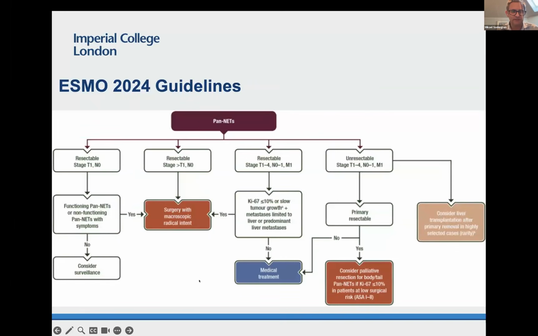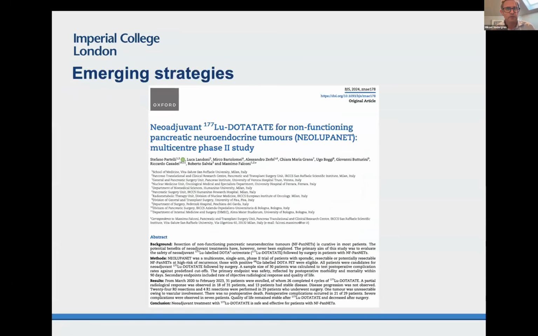So these are the ESMO guidelines, which more or less support what I've just been mentioning. There are some interesting aspects here where, if the primary is resected, then in highly selected cases you may be able to consider liver transplantation. We have one of those patients on follow-up in my clinic who had a liver transplant, I think, 5 to 6 years ago, and who's still not got any evidence of recurrence and is obviously doing very well.